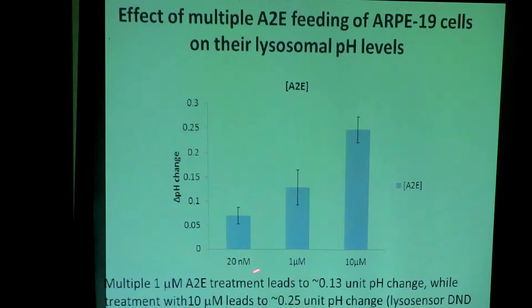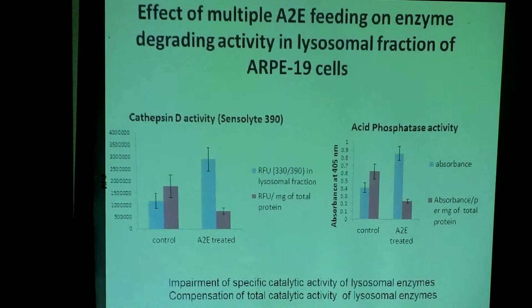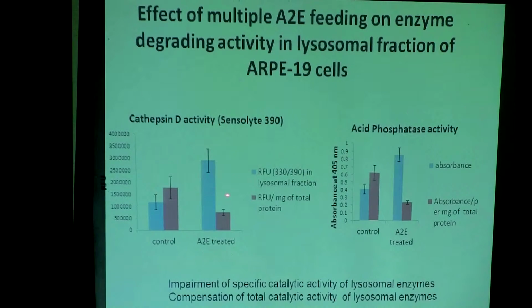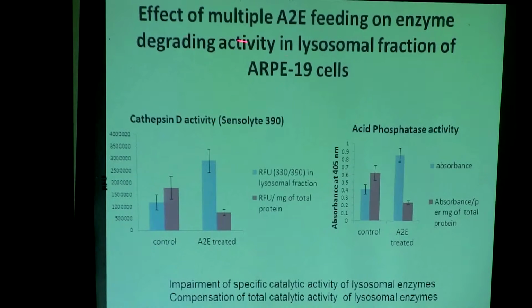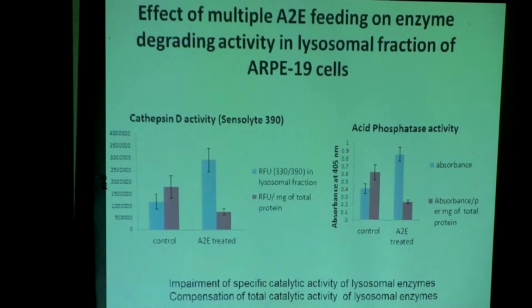And yes, pH is changed, but not as pronounced as people saw before. In our system, we could see only a 0.13 unit pH change at 1 micromolar. This is multiple treatment again, and 0.25 at 10 micromolar. So the lysosomal effect is not that large, but we definitely see an effect also on enzyme activity, on the degradation enzymes cathepsin D and acid phosphatase.